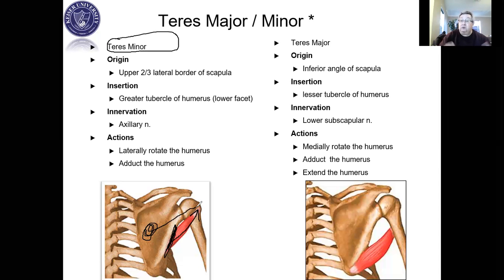Okay, so far, the three muscles that we talked about, supraspinatus does abduction of the shoulder, first 30 degrees.